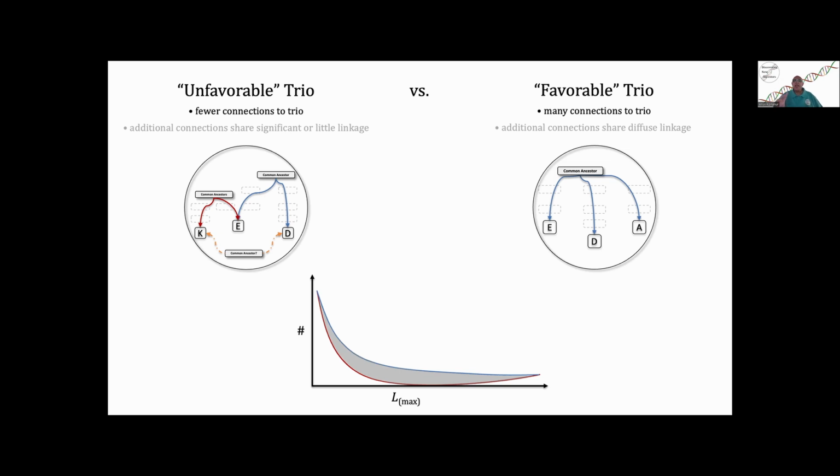Now, if we were to shade in the area of our graph that represents the difference between favorable and unfavorable shared match trios, you can better visualize what I mean in terms of how the graphs converge at their extremes.